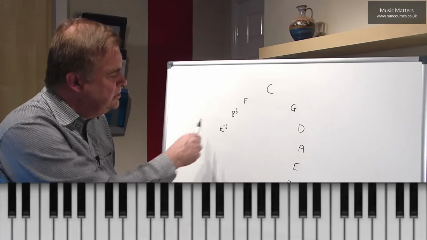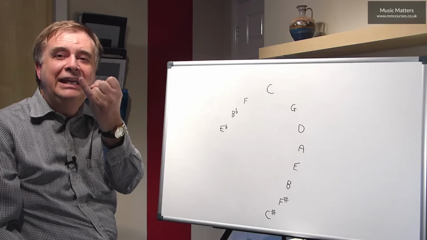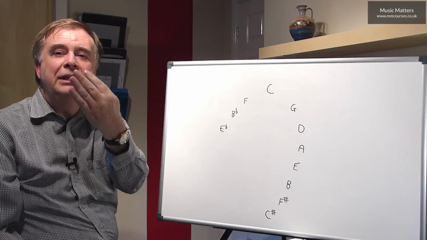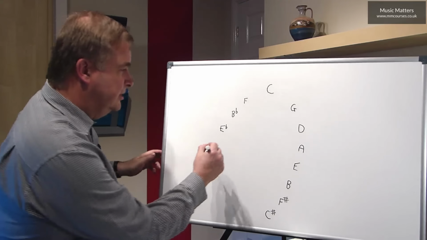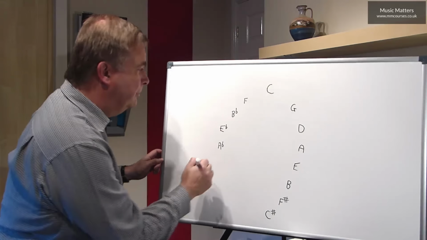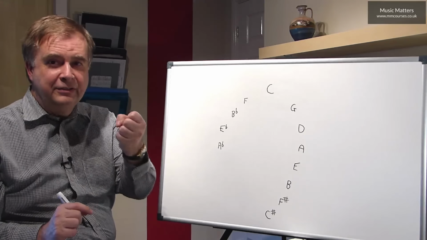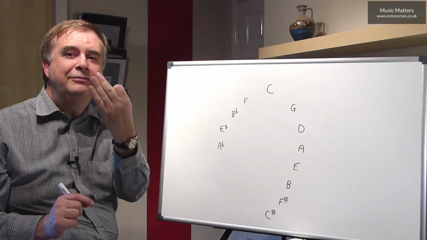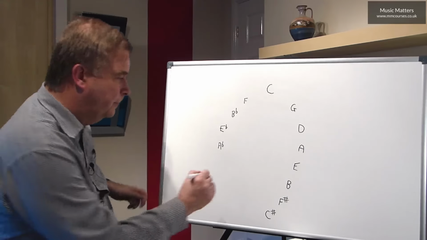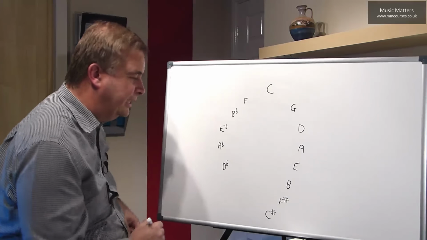Okay, let's carry on going down in fifths. We're on E flat, let's go down another fifth. E, D, C, B, A. So that takes us on to A flat. So A flat major will have 4 flats. Let's go down another fifth. A, G, F, E, D. D flat major will have 5 flats.